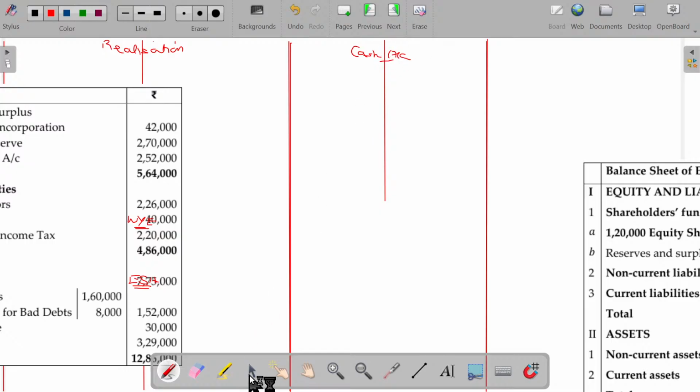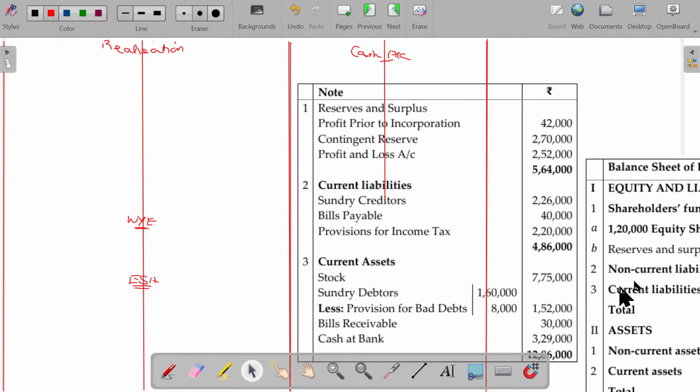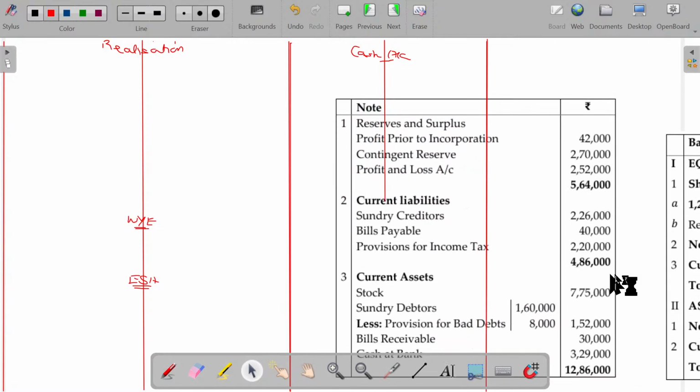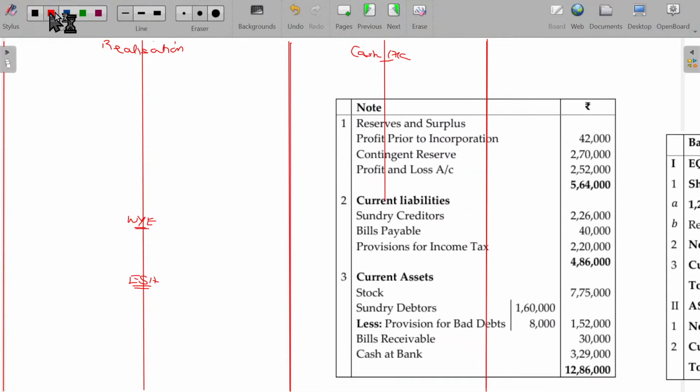What you have to do? Record the balance sheet items first. Let me finish up the things available in the notes to accounts. Thereafter, I will incorporate the rest of the balance sheet items. Reserves and surplus, profit prior to incorporation, contingent reserves and profit and loss. Everything will be transferred to the equity shareholders account along with equity share capital. Apart from that, all the reserves and surplus will be transferable here. Profit prior to incorporation.